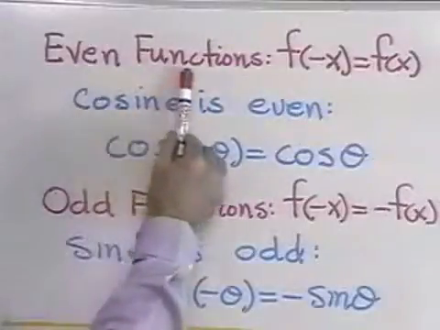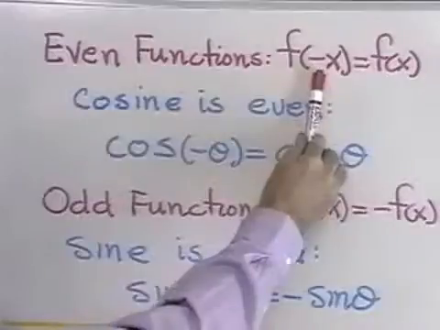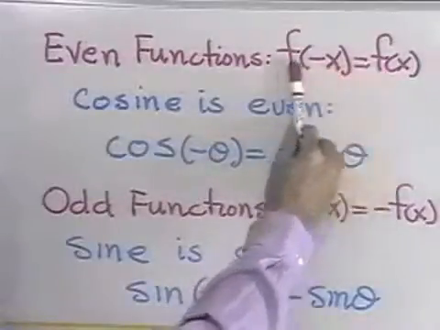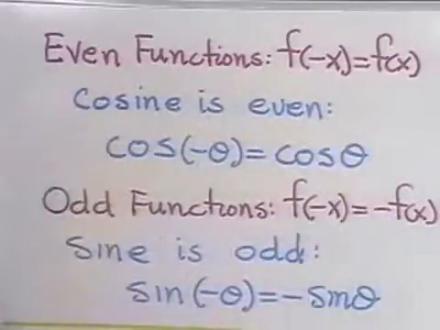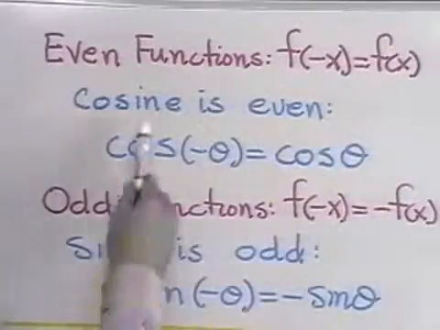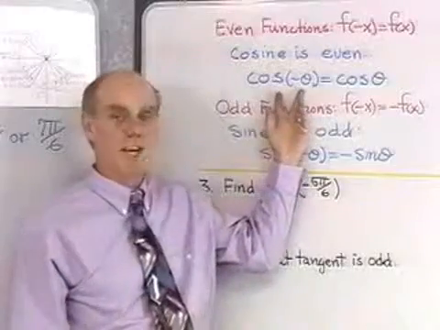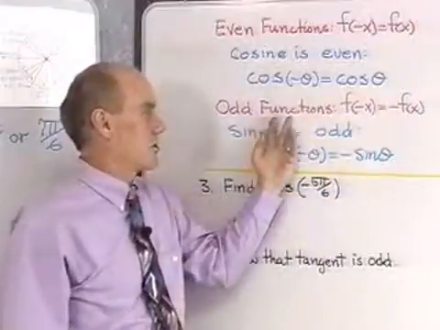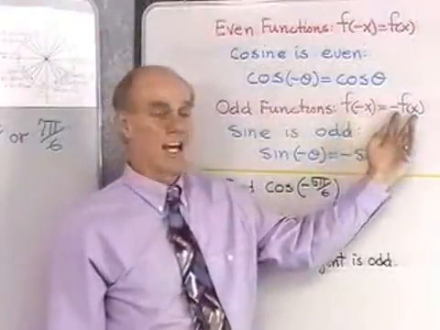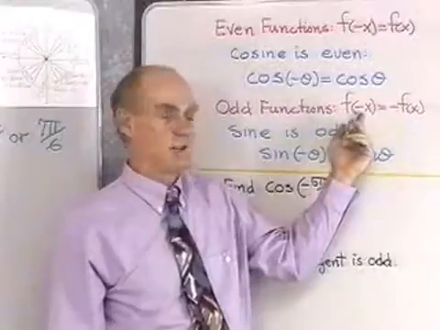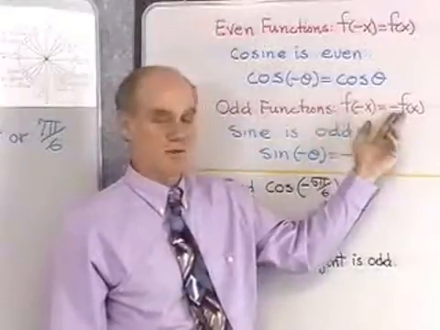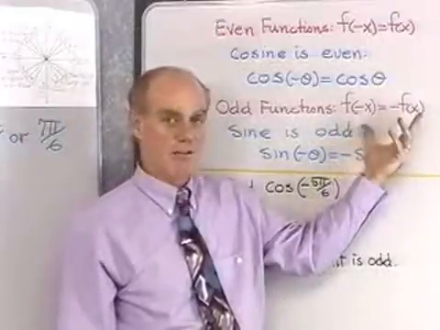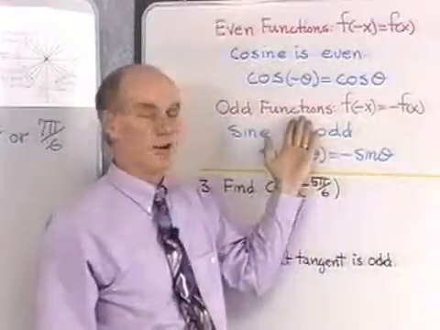Remember from algebra, an even function is a function for which f of negative x is always equal to f of x. So you can replace x with negative x. It doesn't change the function values. If that's the case, you have what's called an even function. Now, cosine is an even function because the cosine of negative theta and the cosine of theta are exactly the same thing. Now, odd functions are such that f of negative x is negative f of x. So if I replace x with negative x in an odd function, my function values change signs too. So if f of negative x is negative f of x for all x for which the function is defined, then we have what's called an odd function.